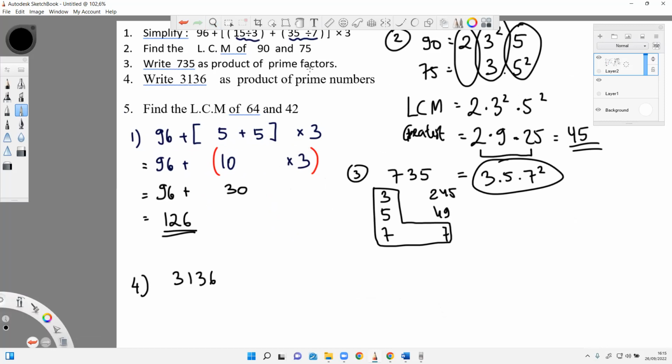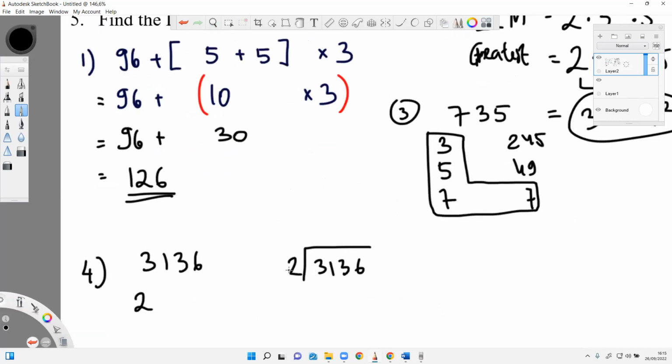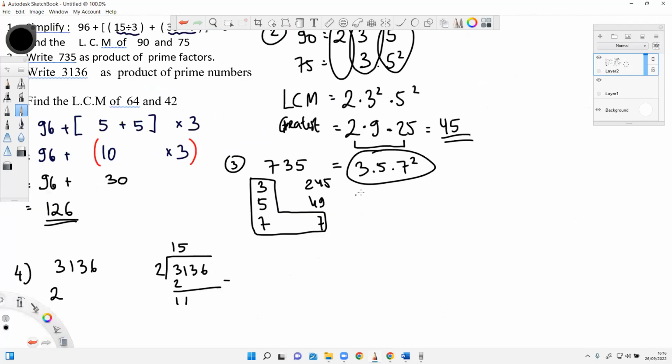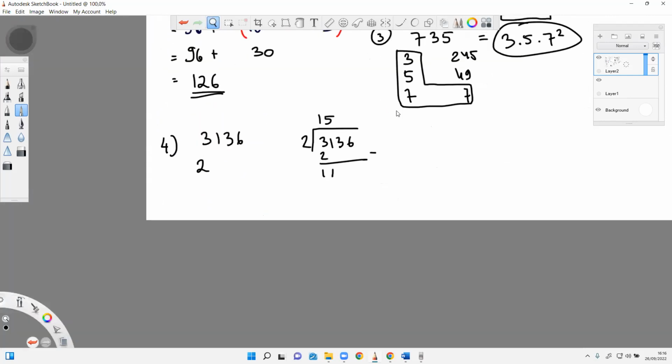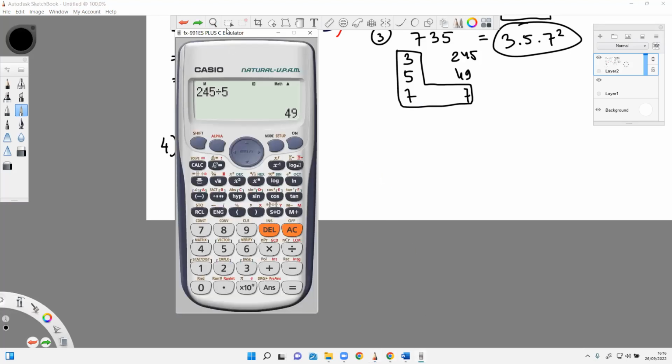Number 4. 3,136 as a product of prime factors. So number 3 and number 4 are actually the same. You divide by 2. If you are not allowed to use a calculator, you divide it manually. A lot of time will be taken. I don't want to do it. Just divide it with a calculator.